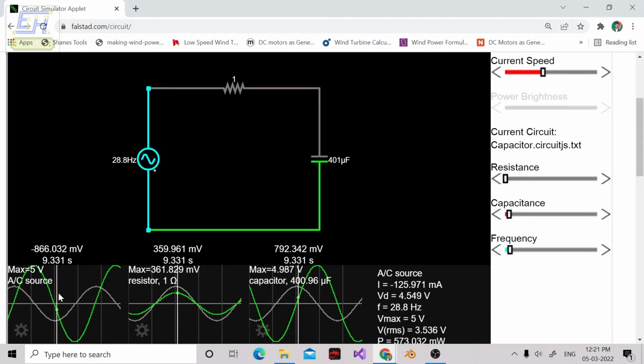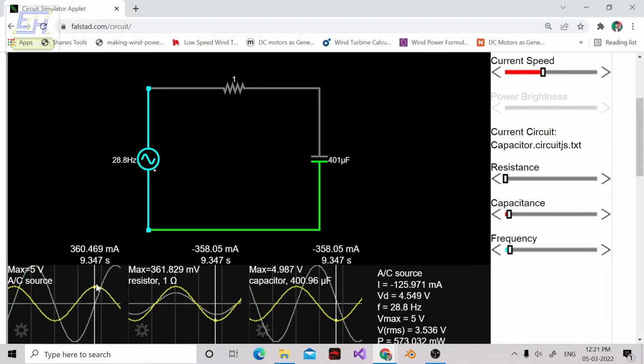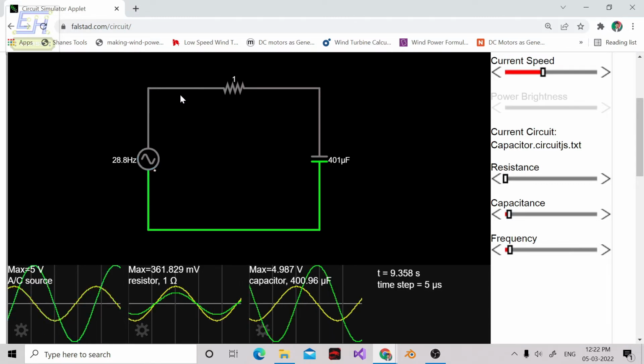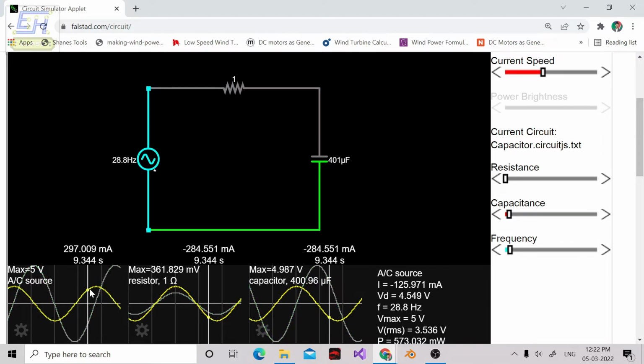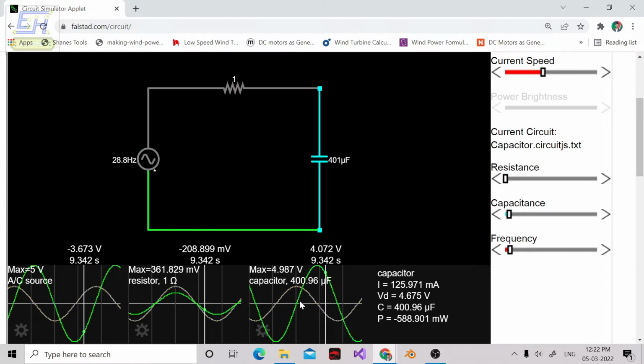You will also notice that in the AC source, these two graphs are almost the same. Here also the current waveform achieves its maximum when the voltage is almost 0. And why is this so? This represents the overall current in the circuit, the series current provided by this AC source. So why are both graphs the same?